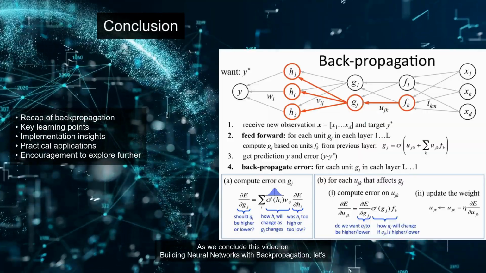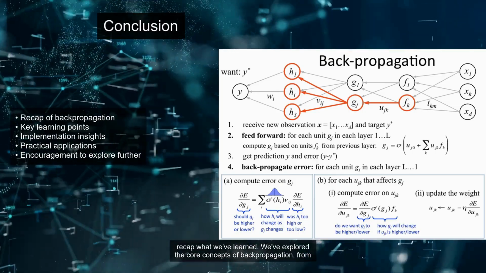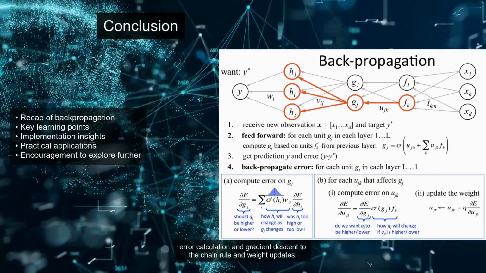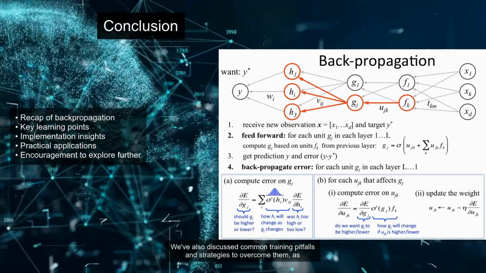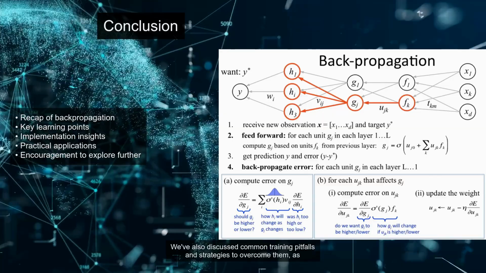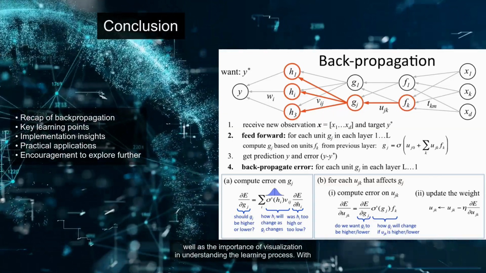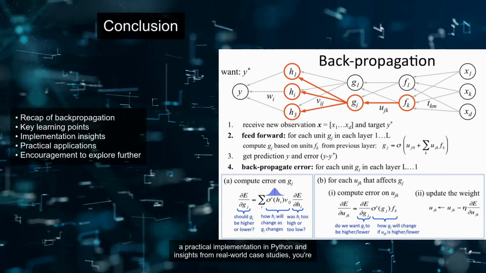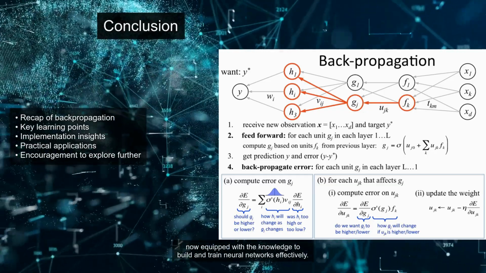As we conclude this video on building neural networks with backpropagation, let's recap what we've learned. We've explored the core concepts of backpropagation, from error calculation and gradient descent to the chain rule and weight updates. We've also discussed common training pitfalls and strategies to overcome them, as well as the importance of visualization in understanding the learning process. With a practical implementation in Python and insights from real-world case studies, you're now equipped with the knowledge to build and train neural networks effectively.